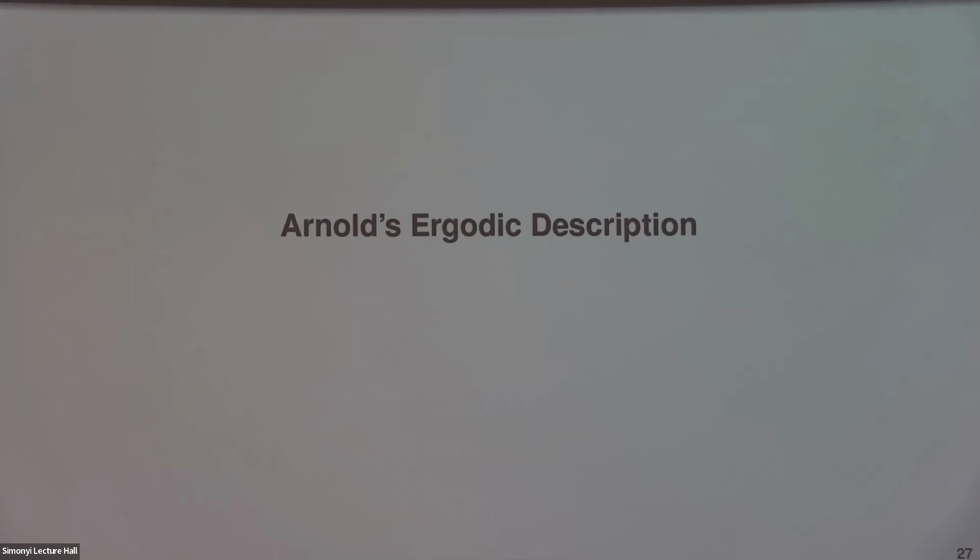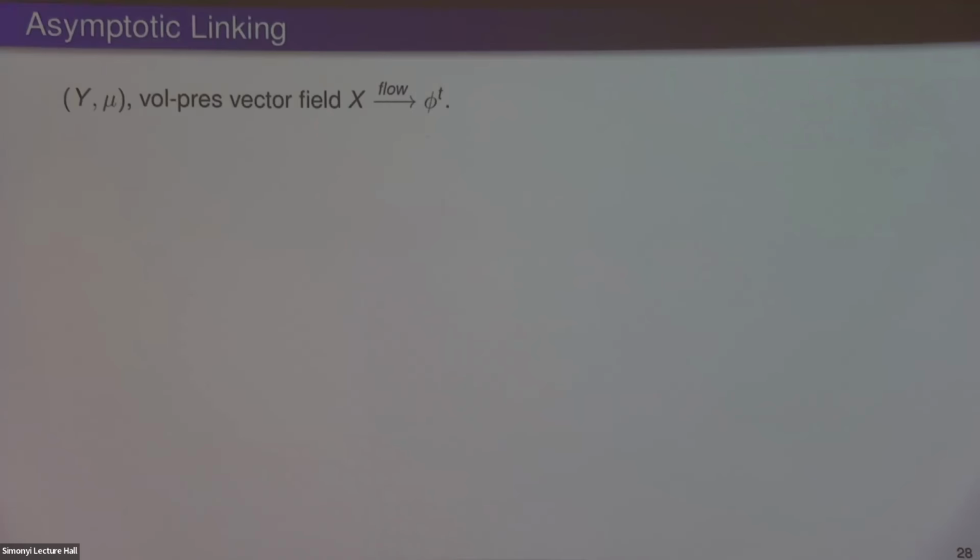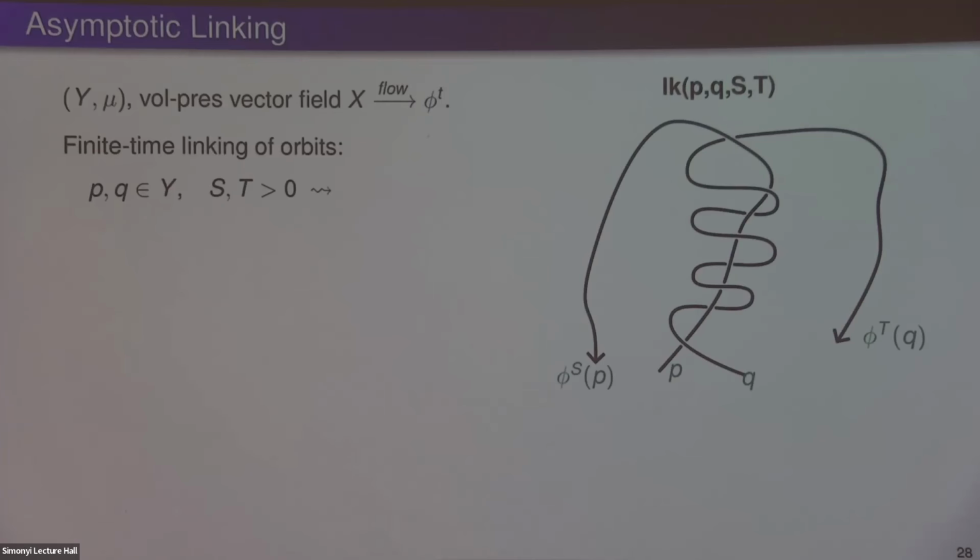the following ergodic, more geometric description of helicity in terms of linking numbers, or asymptotic linking numbers, which I'll summarize for you on this slide. It's a very beautiful paper by Arnold. So let X be a volume-preserving vector field, and let's consider its flow phi_t. I'll tell you what the helicity is in terms of linking numbers. So we pick two random points P and Q in our three-manifold Y, and two moments in time, S and T. And what I do is follow the orbits of P and Q for times S and T respectively.